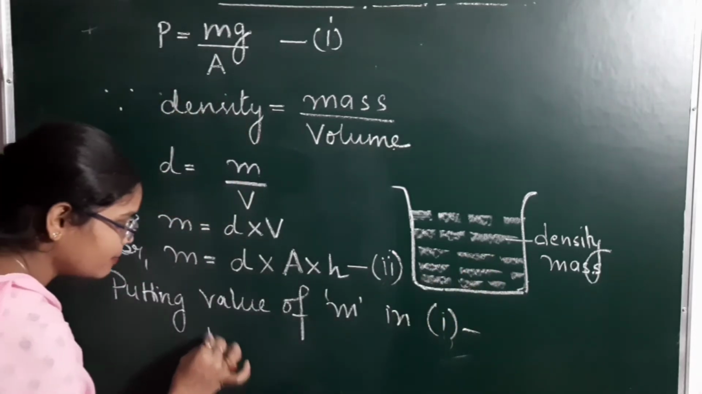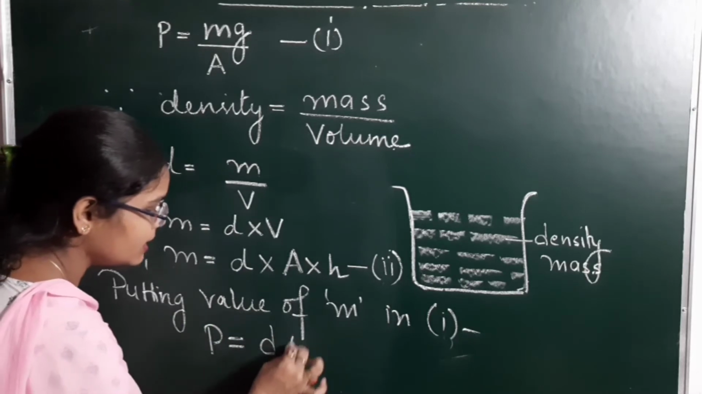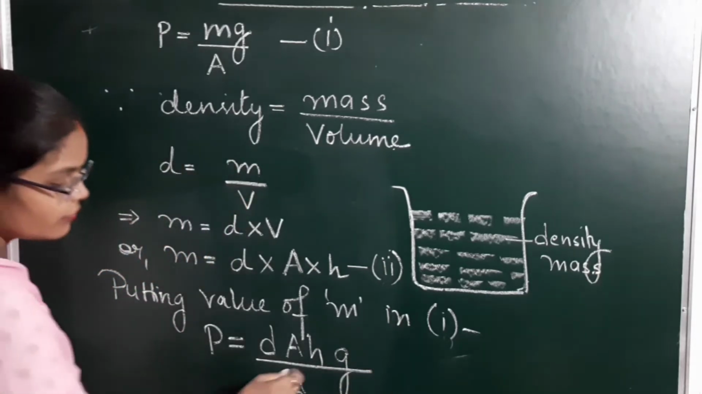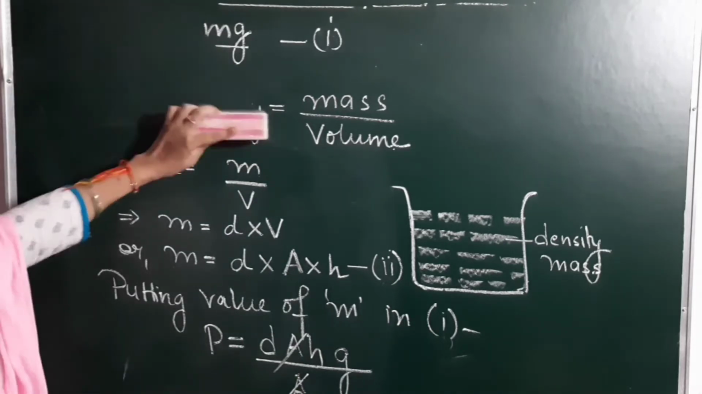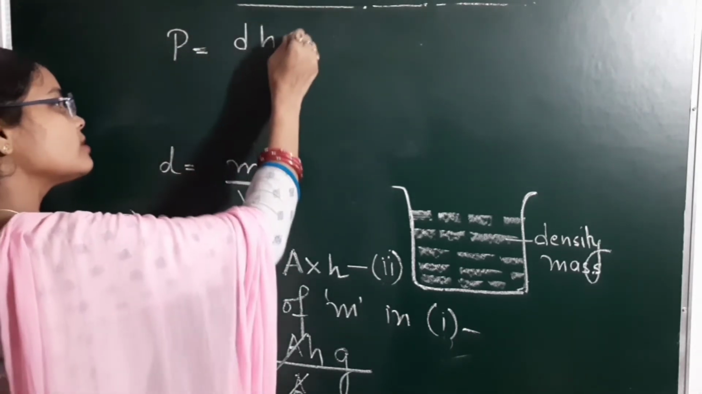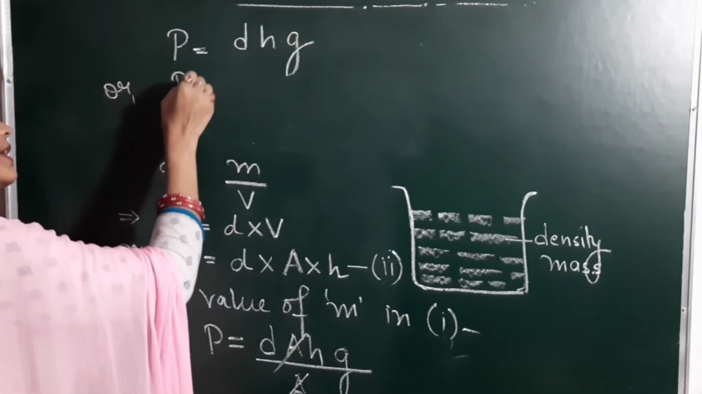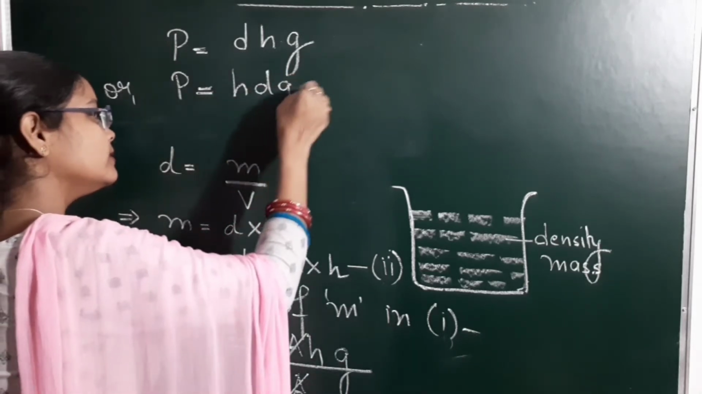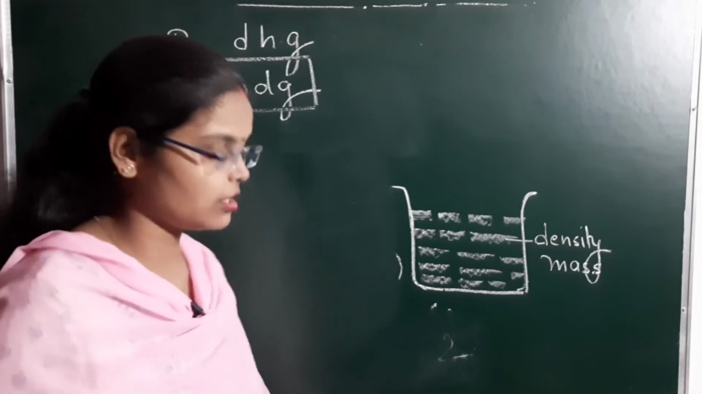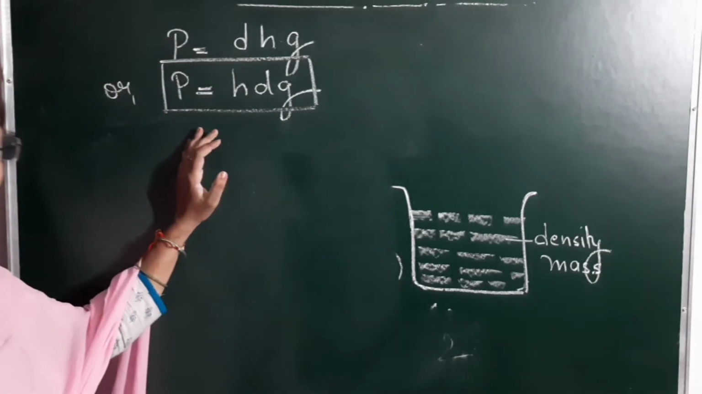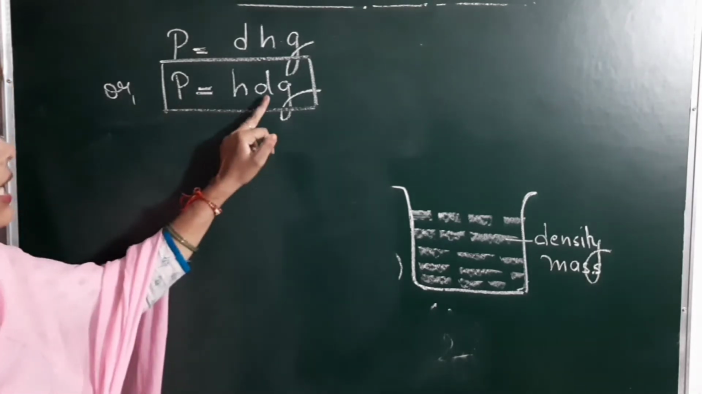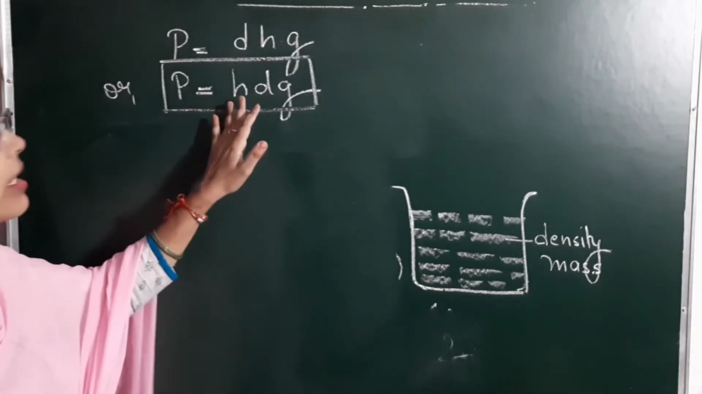What will we get? We will get P is equal to, in place of m, d a h into g upon a. A will get cancelled. So we will get P is equal to d h g, or P is equal to h d g. Now we got the expression for pressure exerted by liquid. In solid, it was simply thrust per unit area, but in liquid we got another expression, that is h d g. From here, what can we conclude?